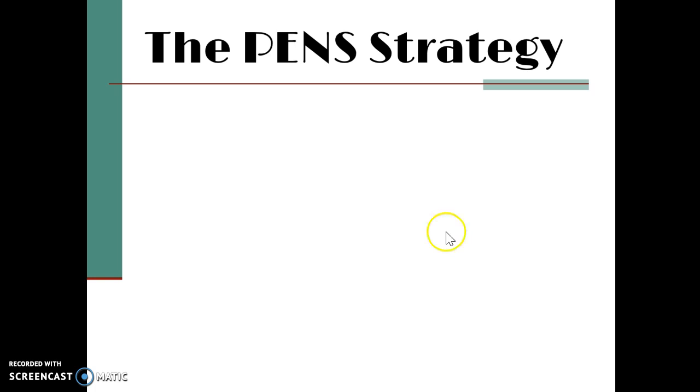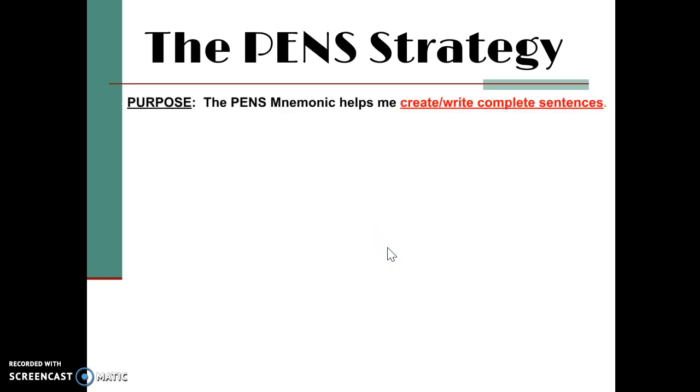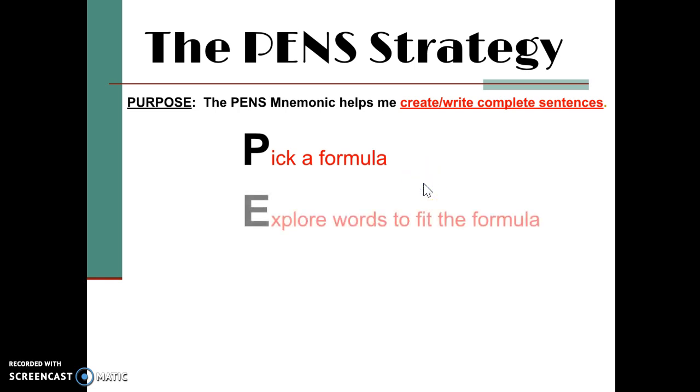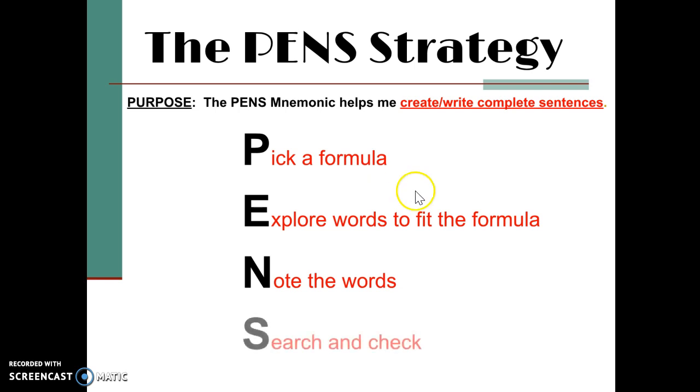Now go back to page 3 and let's take a look at the PENS strategy. The PENS mnemonic helps us now when we start writing complete sentences. We're going to use it to check that we pick a formula, whether it's 1 subject, 1 verb, 2 subjects, 1 verb, or 1 subject and 2 verbs. We're going to explore words to fit the formula because sometimes our sentence isn't going to come out exactly right the first time. We might need to revise our wording a little bit. We're going to note the words that we used, and then we're going to search and check.